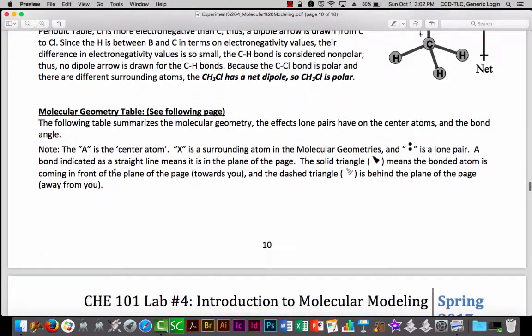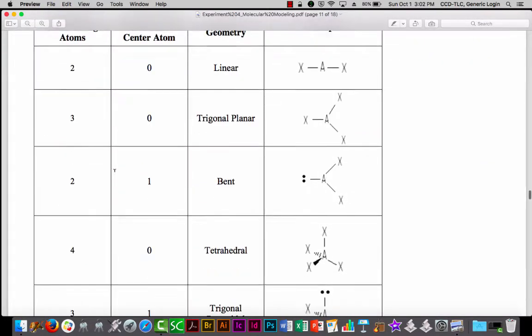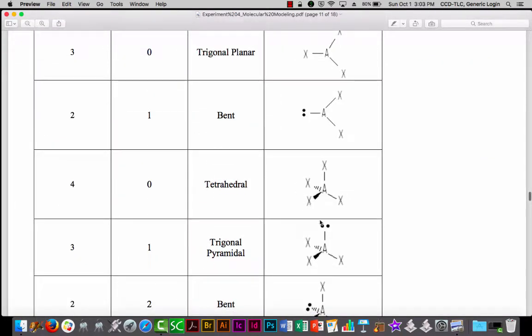So we talked about this molecular geometry table. Just to note here, these wedges and dashes, they're bonds. This is just showing that if it's a wedge like this, it's coming out towards you. If it's dashes like this, it's going away from you in 3D. And these are lone pairs. This is not a bond, though. There's no bond from an atom to a lone pair. This is just showing you where the lone pairs are in space.